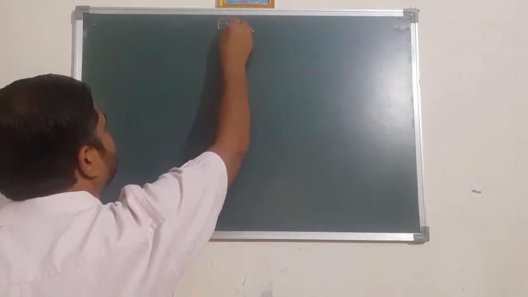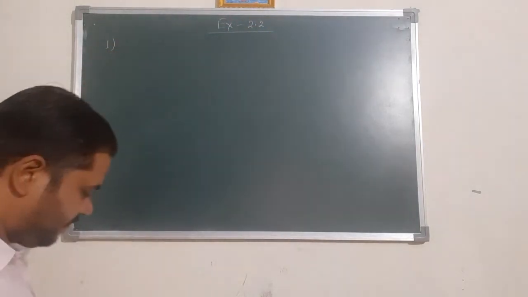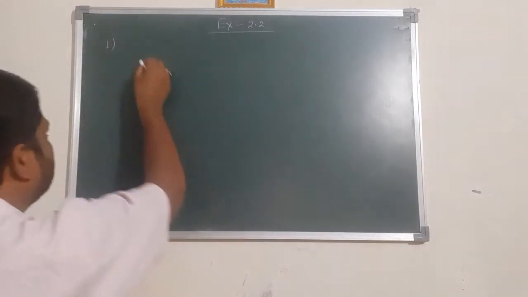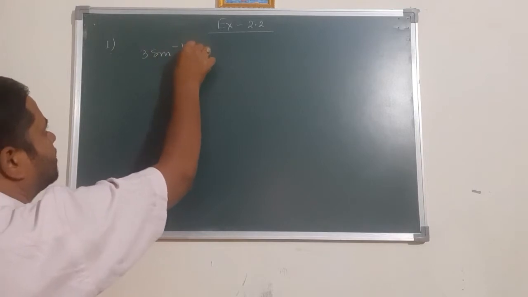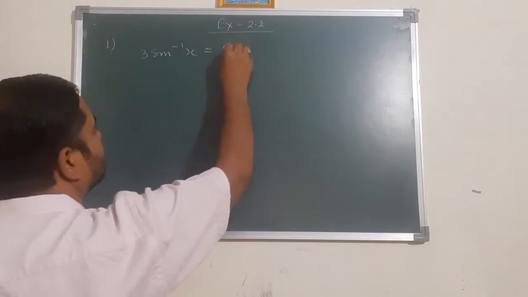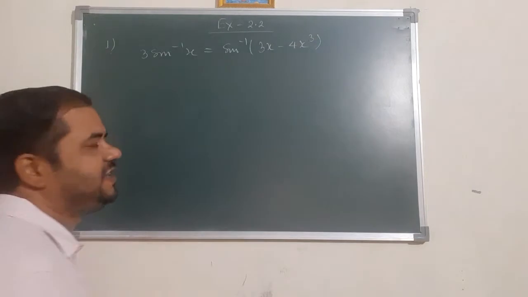exercise. Okay, so let us see. First question, exercise 2.2. First question. Okay, prove the following. First question is 3 sine inverse x. 3 sine inverse x is equals to sine inverse of 3x minus 4x cube. So that's very easy.